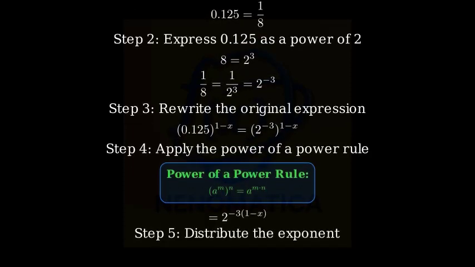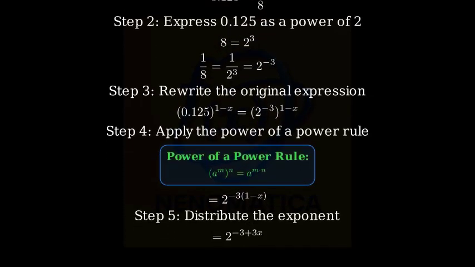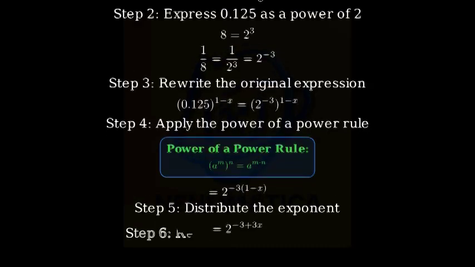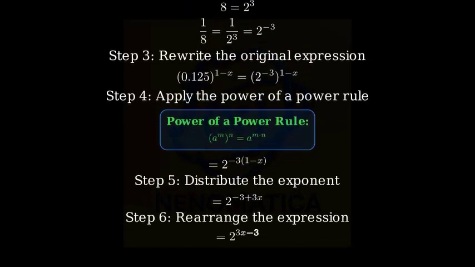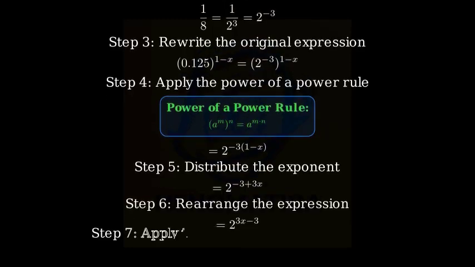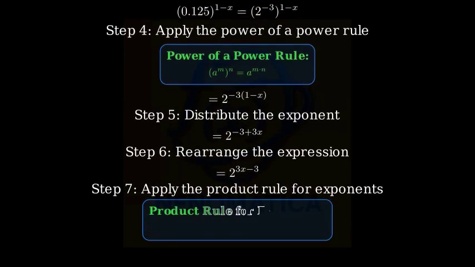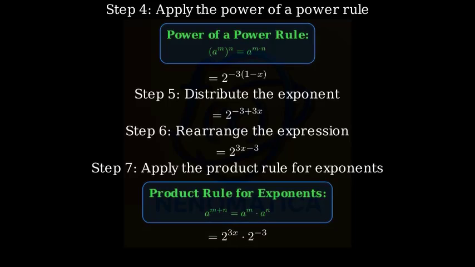Step 5. Let's distribute the negative 3. This gives us 2 to the power of negative 3 plus 3x. Step 6. Rearranging, we get 2 to the power of 3x minus 3. Step 7. Using the product rule for exponents, we can split this into 2 to the power of 3x times 2 to the power of negative 3.